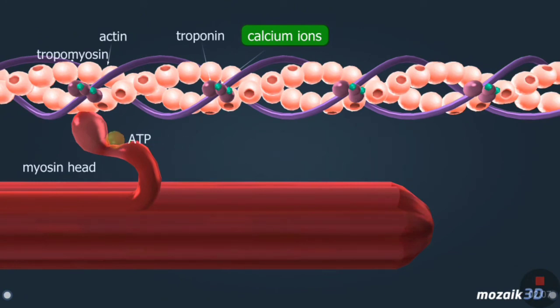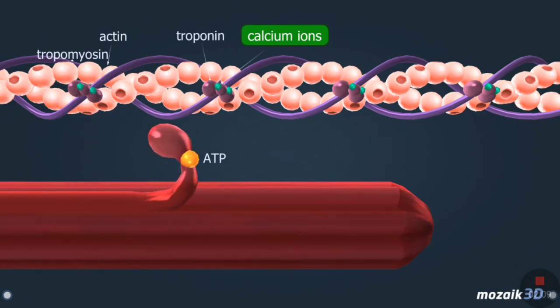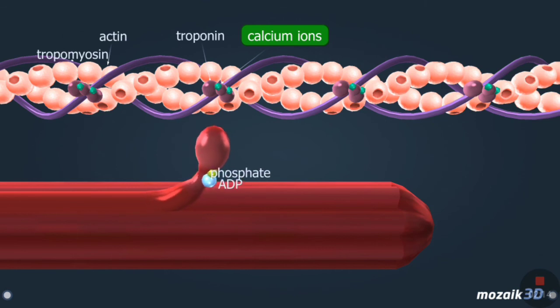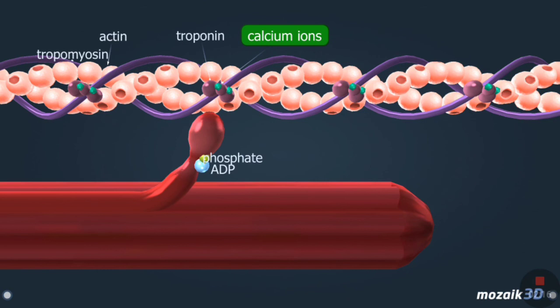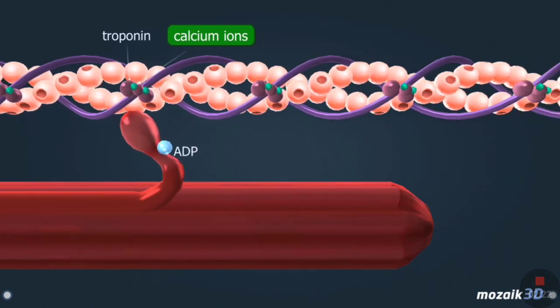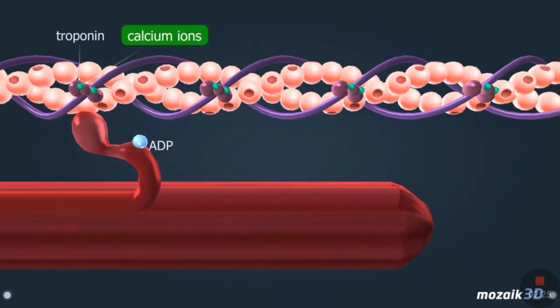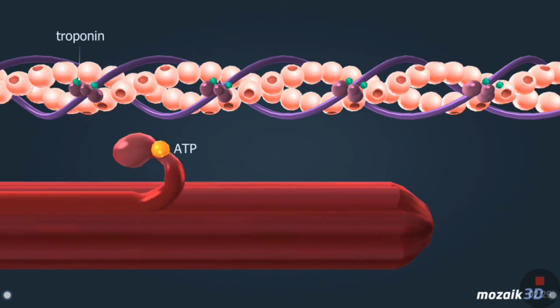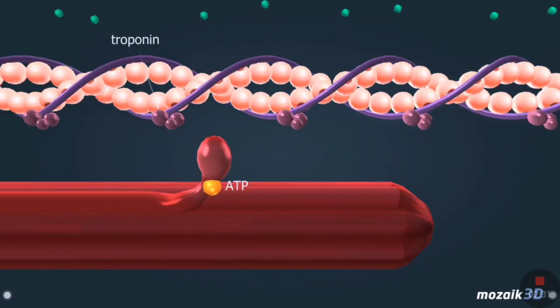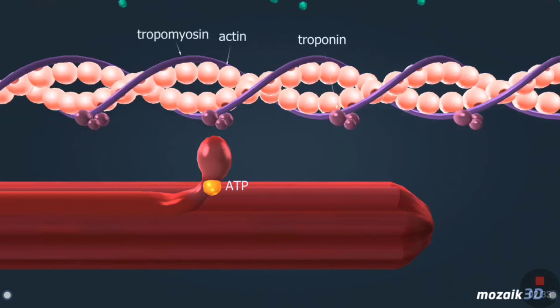Then ATP binds to the myosin head, which releases the actin. The ATP molecule splits into ADP and phosphate, and the myosin binds to the actin again. This process continues while the calcium level in the muscle fiber is high. When the stimulation is over, the calcium level decreases, and the troponin-tropomyosin complex returns to the default state.